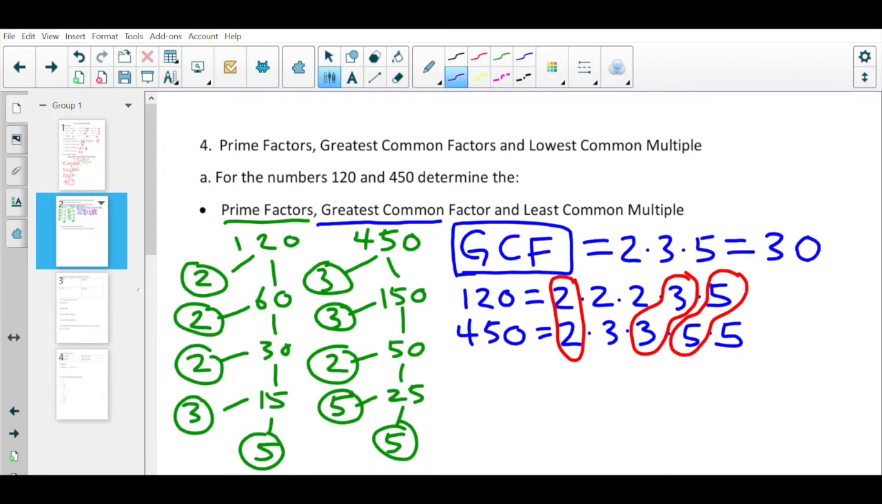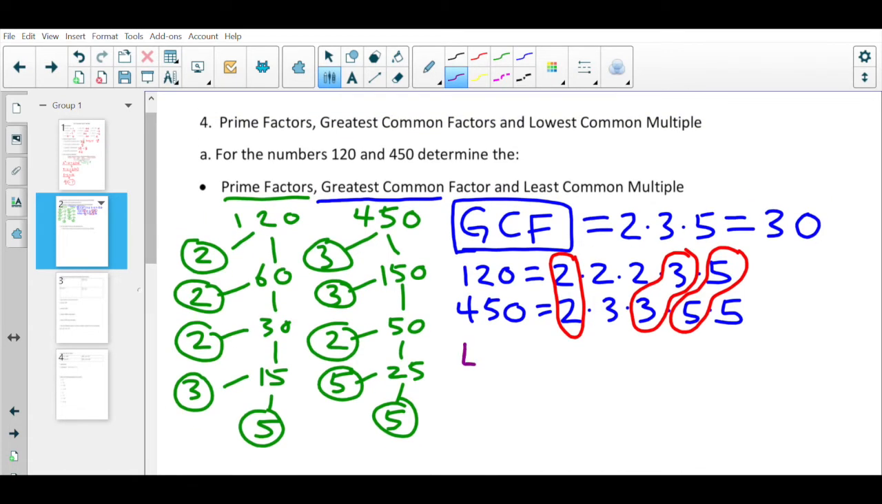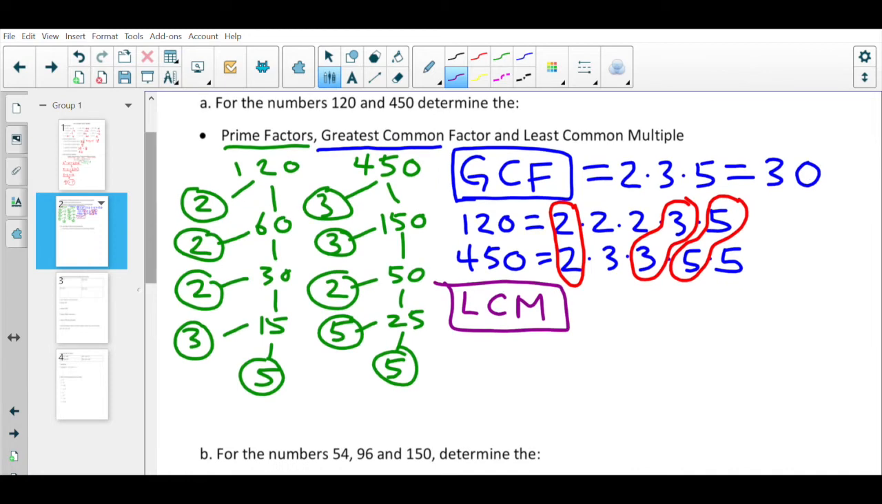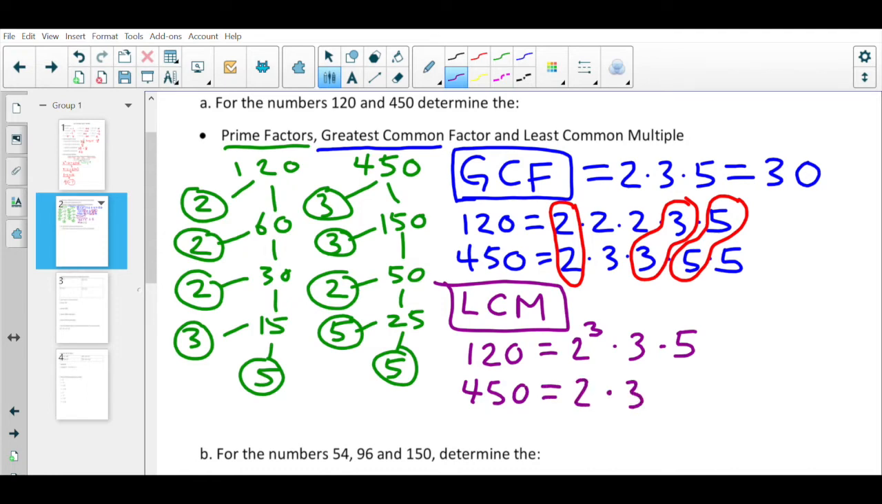Okay, LCM, least common multiple. Once again, let's list out the prime factors of each number. 120 is 2, but this time let us put it in exponential notation. So 120 is 2 cubed times 3 times 5, and there's a reason why we're doing this. We'll see here. 450, in terms of exponents, is 2 times 3 squared times 5 squared.